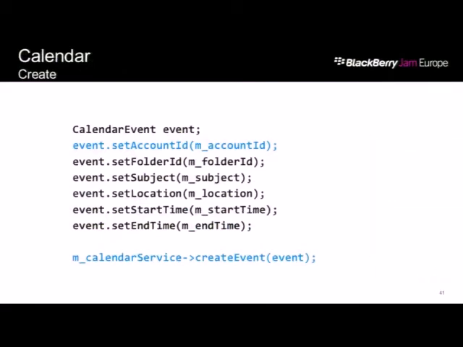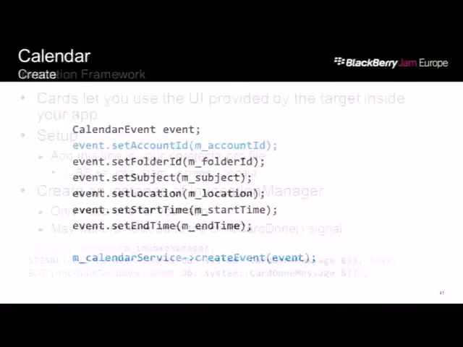We don't use the builder pattern for the calendar because there are not as many attributes as in contact, so it's probably a little bit easier. But what you need for the calendar is the account ID. I can have several accounts in my device, and for every account I can have several folders, several calendars. So a calendar is identified by the account ID and then the folder ID. Then you can use a bunch of setter functions to set the data, subject, location, start time, etc. And at the end, you trigger the creation of the event by using the calendar service.